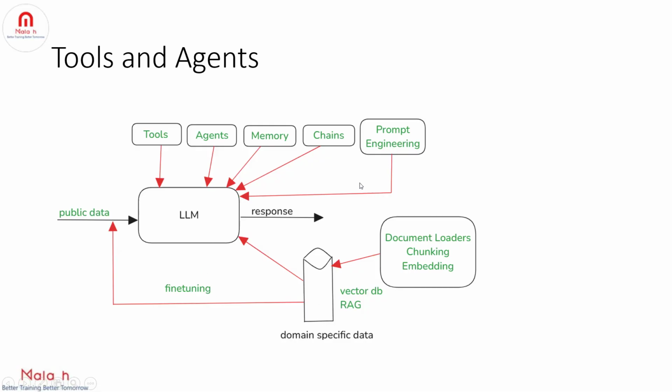And we have also learned different prompt engineering techniques, that is, how to ask the right question to get the right answer from the LLM. And then we have seen how to provide memory to an LLM. And we also learned how to bind different LangChain components with an LLM by using chains, right? Now let's learn about tools and agents.